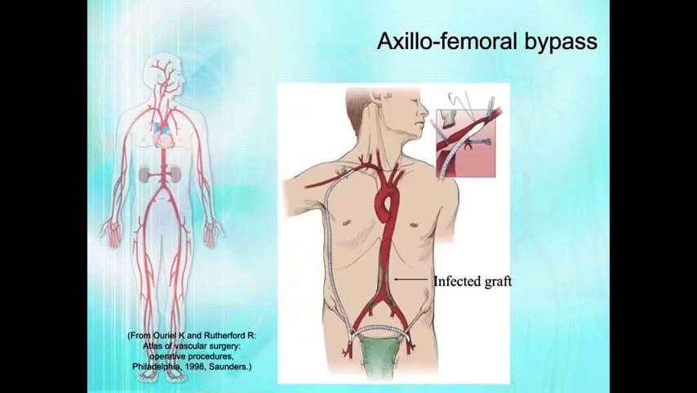An axillofemoral bypass creates circulation between the femoral arteries and the axillary artery. This restores circulation to the lower extremities or is an emergency procedure to bypass an infected aortic graft or aneurysm.